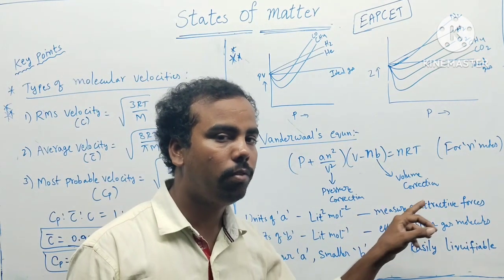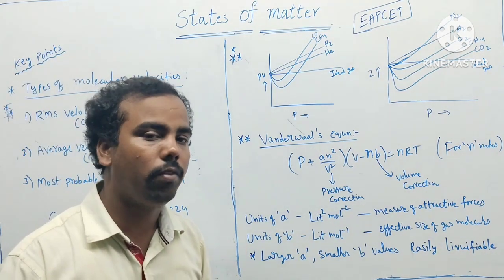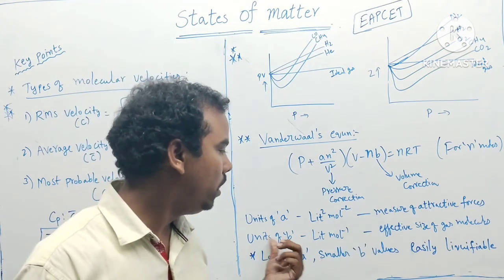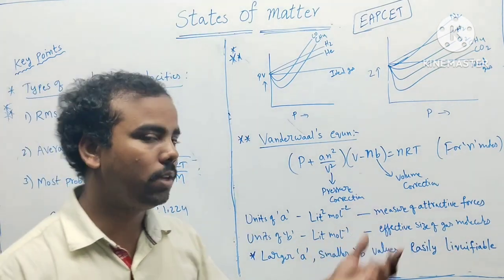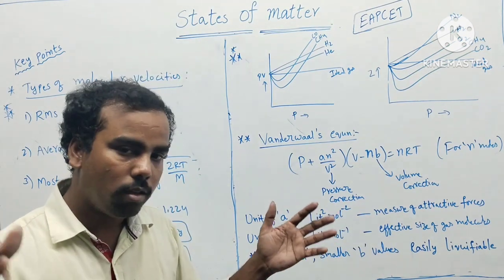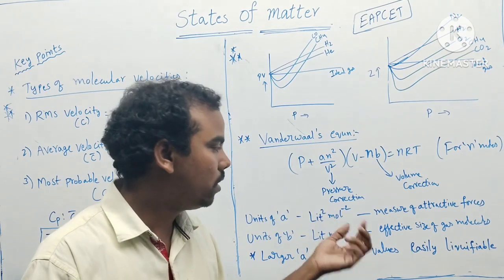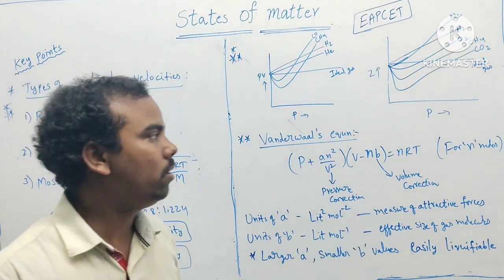A is a measure of attractive forces. When attractive forces increase, the gases are easily liquefiable. The unit of b is liter mole inverse. B indicates the effective size of gas molecules. So when the b value is smaller and the a value is larger, those gases are easily liquefiable. Very, very important. Okay, note this.